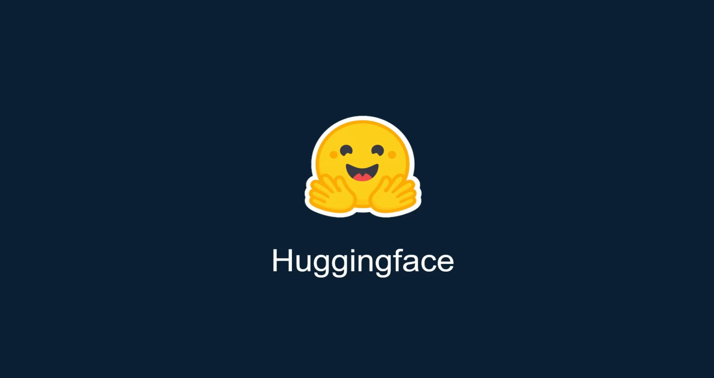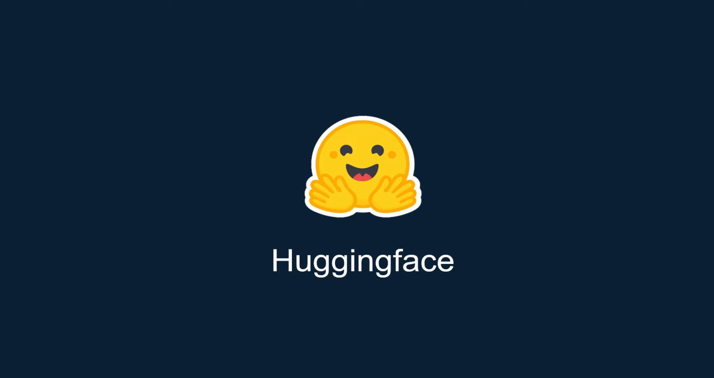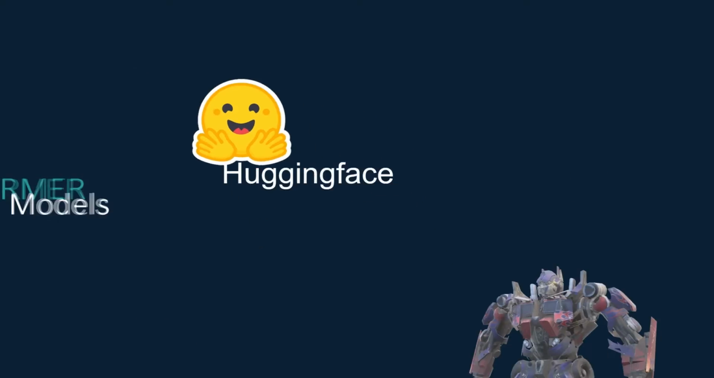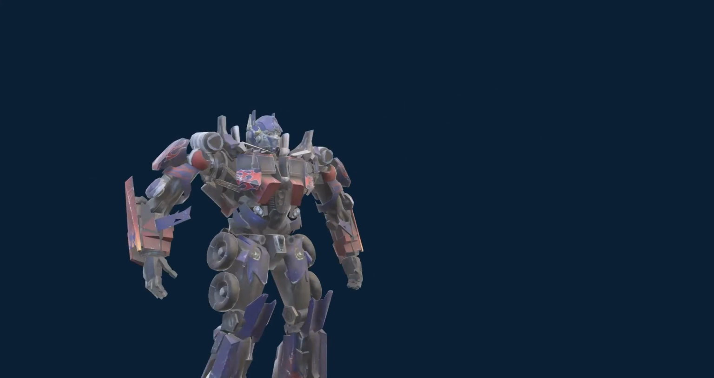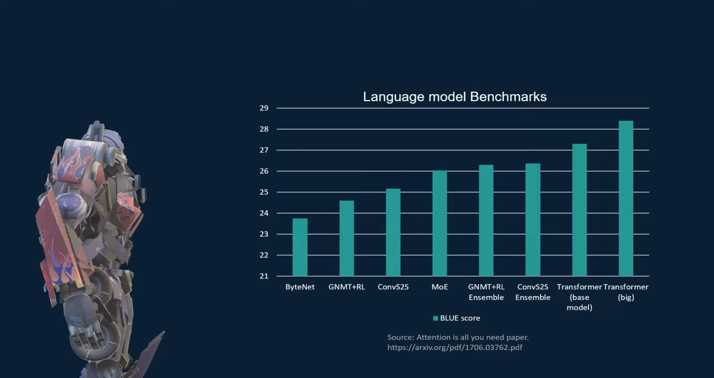Hugging Face is one of the most powerful natural language processing packages out there. It's used in many NLP tasks like classification, question answering, and named entity recognition. Hugging Face gives us the ability to utilize transformer models with ease. Transformer models are the state-of-the-art NLP models out there. In other words, they have the best performance. They include models like GPT, BERT, and more.